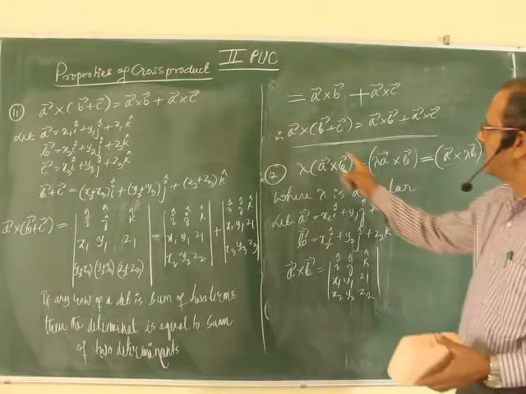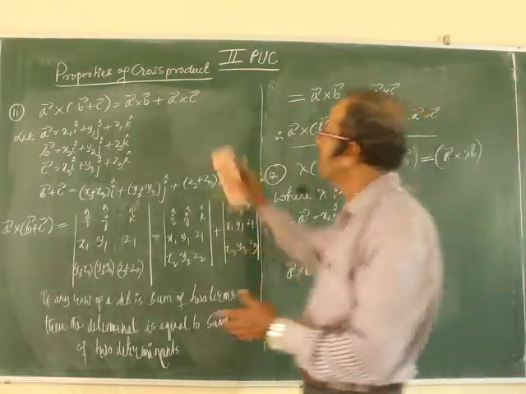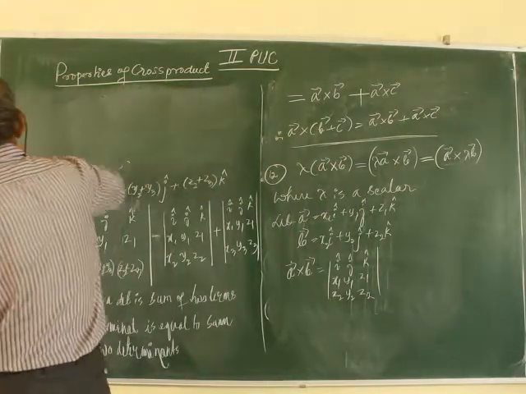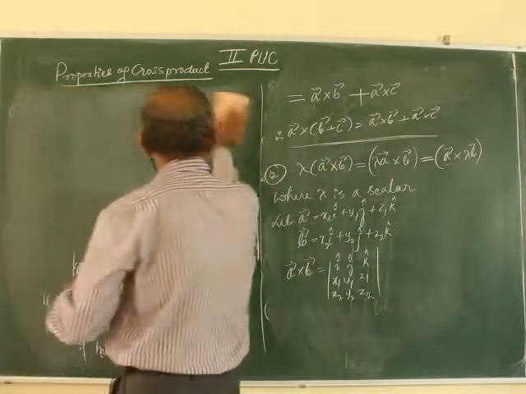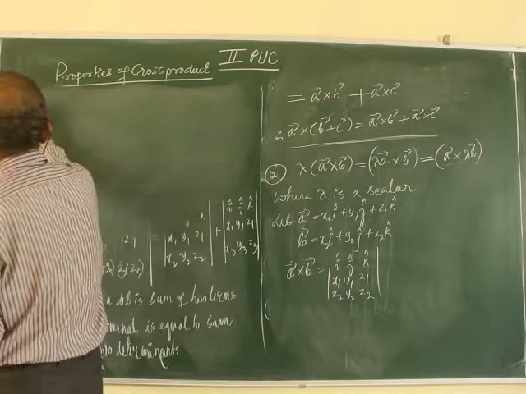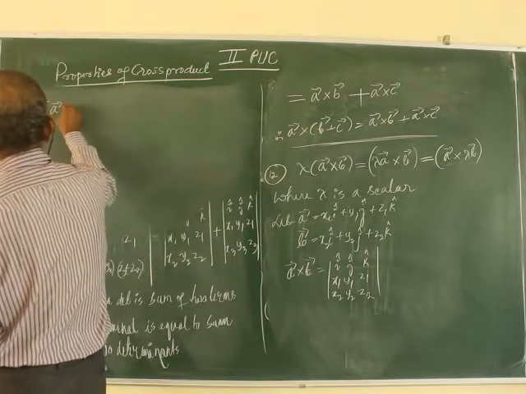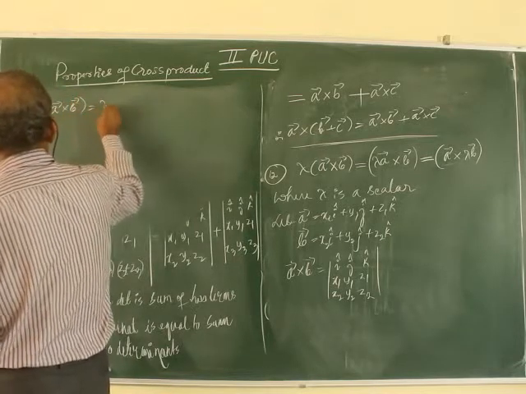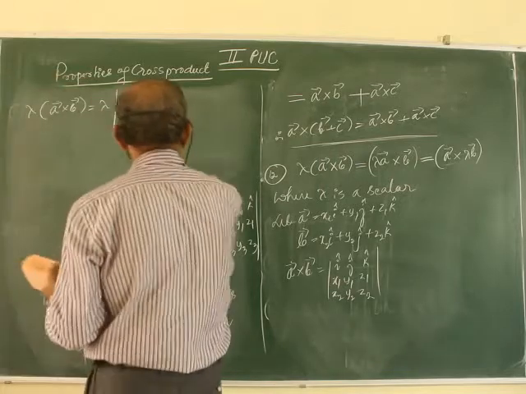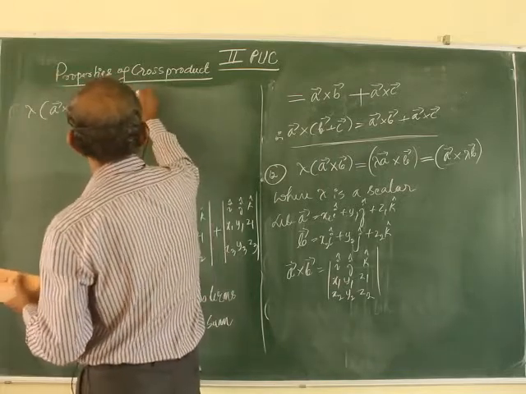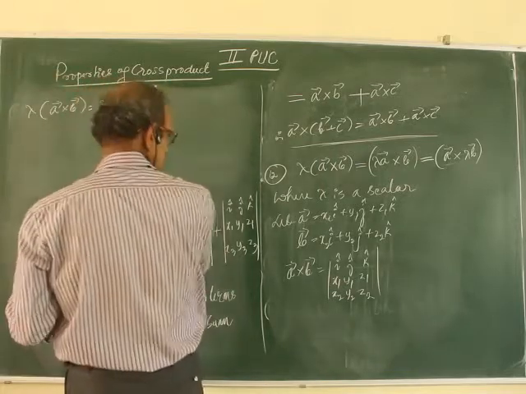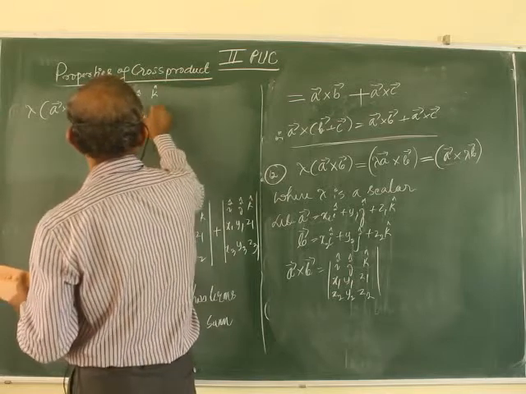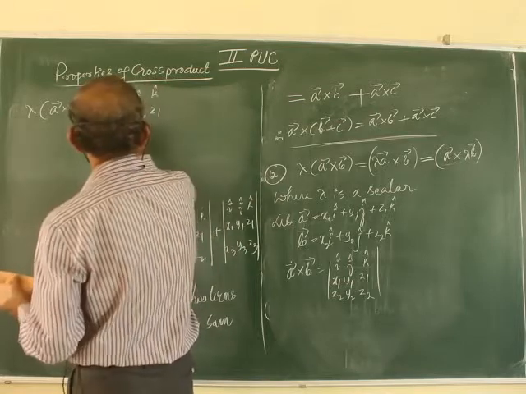Now, let me take the left hand side. Lambda into A cross B. Lambda into A cross B is lambda into the determinant i j k, x1 y1 z1, x2 y2 z2.